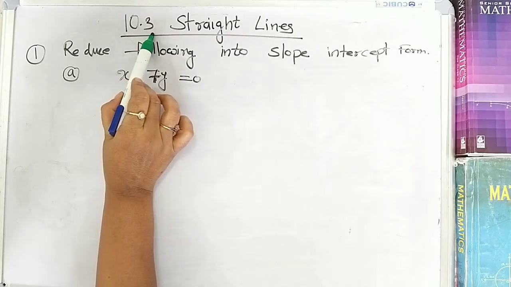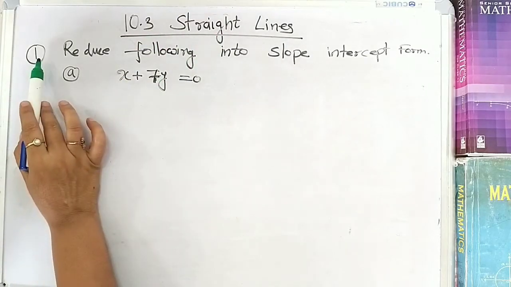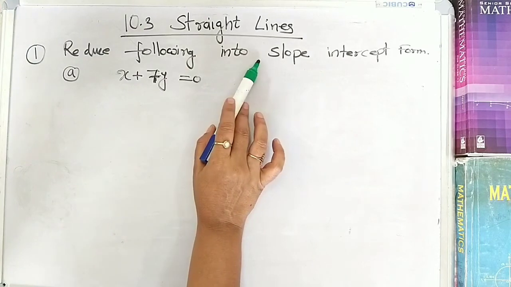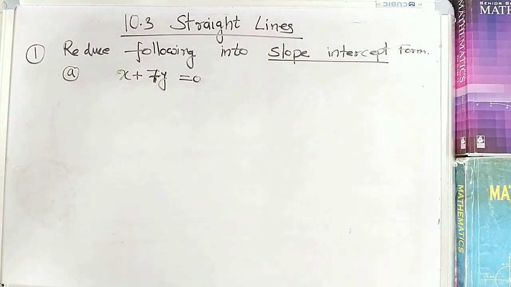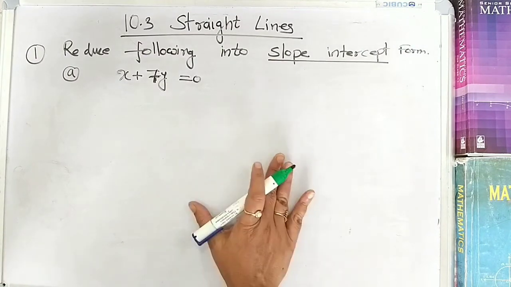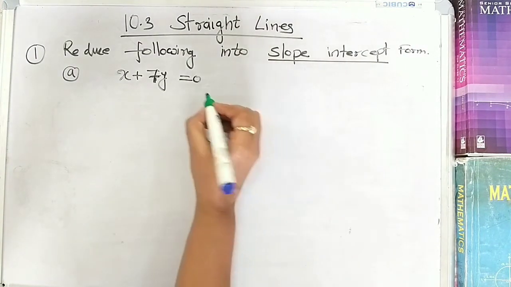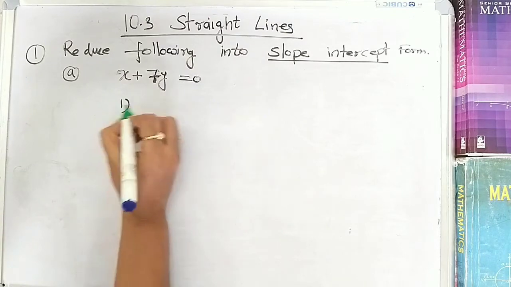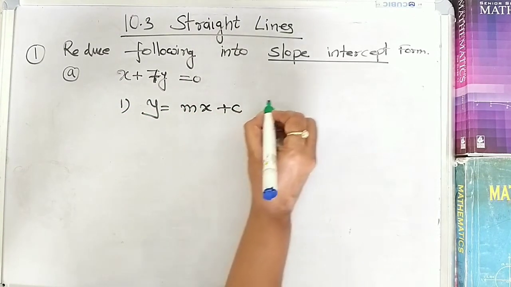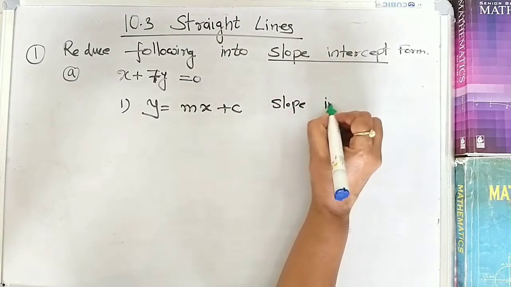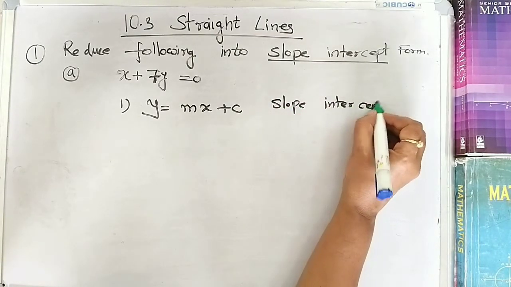See 10.3 straight lines. Question 1 says, reduce the following equations into slope intercept form. So guys, there are 5 forms of equations. Let me introduce you. The first form is y = mx + c, which is slope intercept form. Please make notes of this.